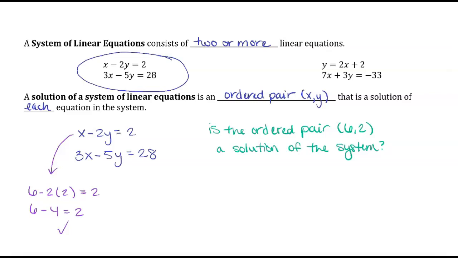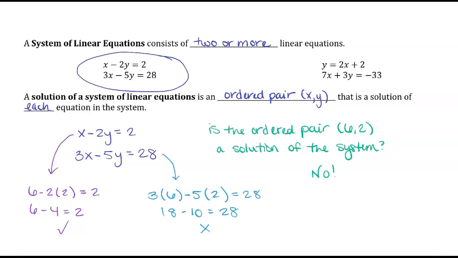Now let's look at the second equation. We'll substitute 6 for x and 2 for y. Doing this, we have 18 minus 10 equals 28. And this is not a true statement. So the ordered pair (6, 2) is not a solution to the second equation. Since (6, 2) is not a solution to both equations in this system, the answer is no. It is not a solution to the system.